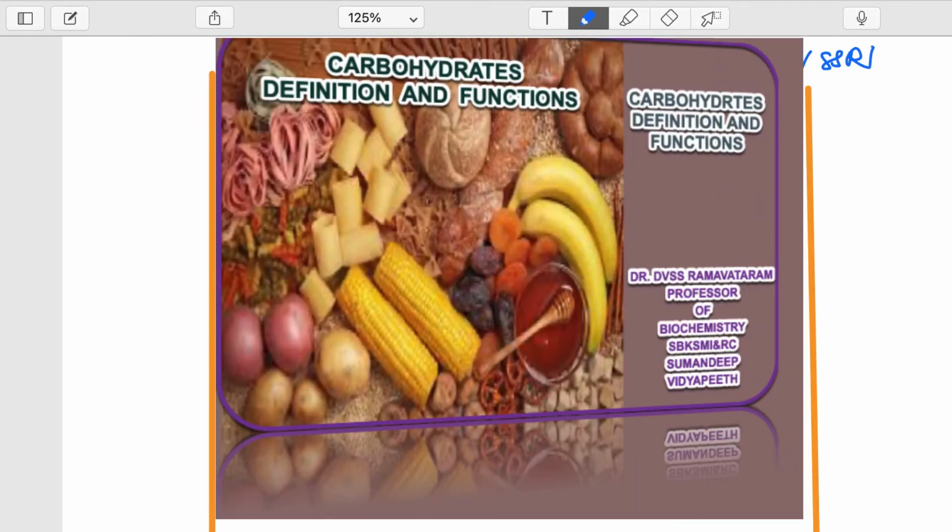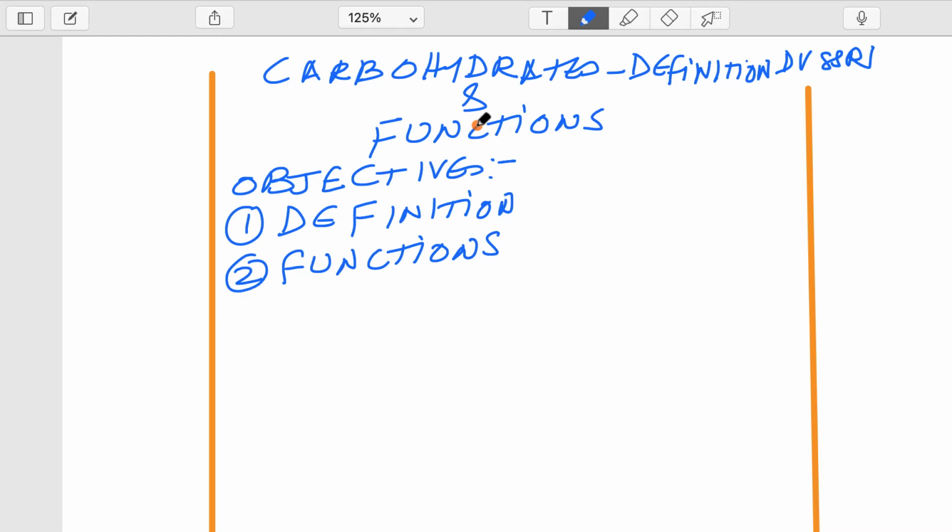In a series of many lectures, I'll be talking about carbohydrates. In this session, I'll be discussing the definition and functions of carbohydrates. The objectives set for this session are definition and functions. Before going into the definition, let us talk about some points about carbohydrates.